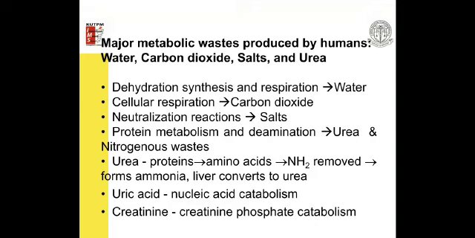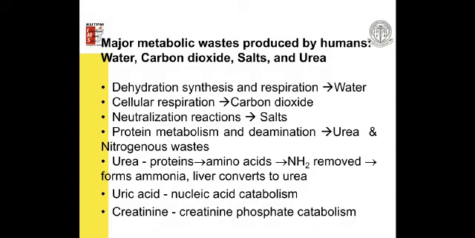The major metabolic wastes produced by humans are water, carbon dioxide, salts, and urea. This depends on dehydration, synthesis, and respiration. In winter, you pass more urine, or during cellular respiration, you liberate metabolic end products like carbon dioxide, or a neutralizing reaction results in salt formation. Protein metabolism and deamination can result in the formation of urea and nitrogenous wastes.